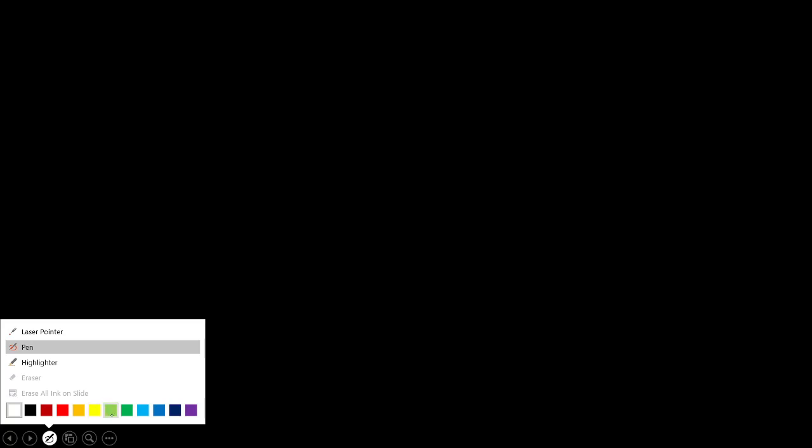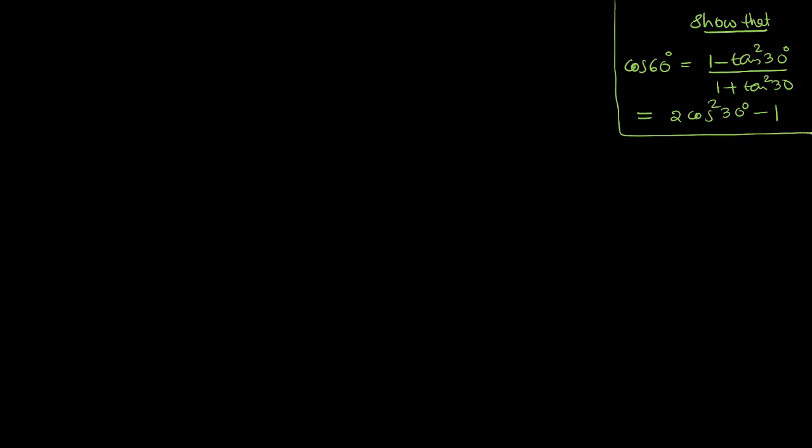Okay, all are similar, but remember this question. One minute. Show that cos 60 degree equals 1 minus tan square 30 divided by 1 plus tan square 30, equals 2 cos square 30 degree minus 1. This one you have to prove. Okay, do it.